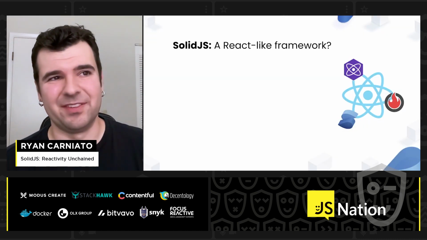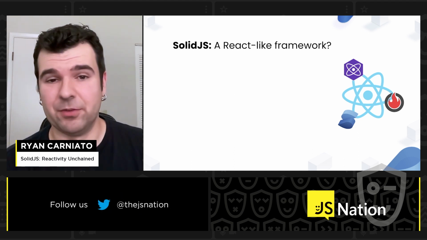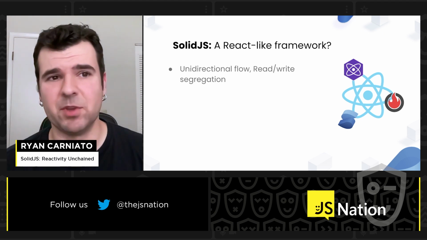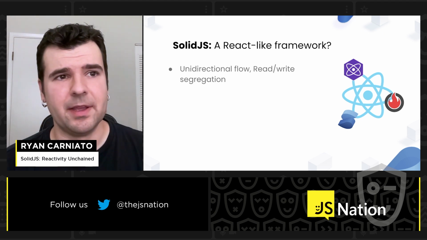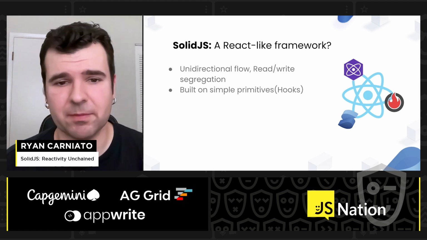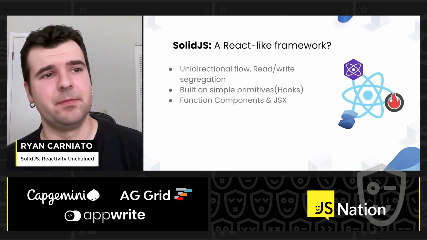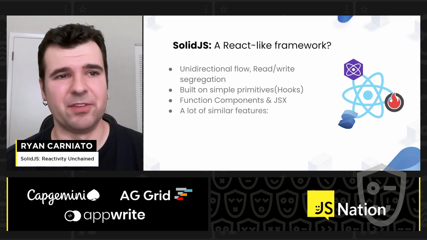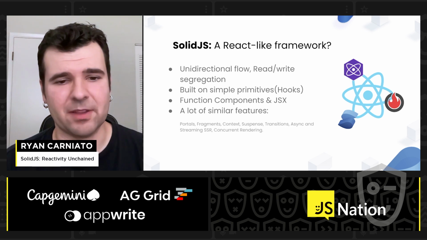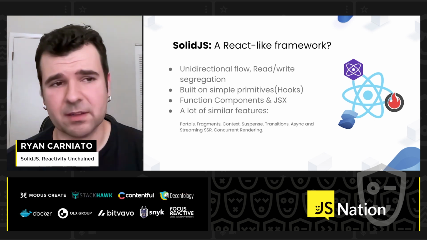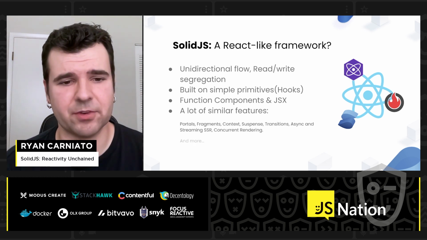Solid, on the surface at least, is a very React-like framework. It values the same things: unidirectional flow, read-write segregation, and immutable interfaces. It's built on the same building blocks, hook-like primitives, function components, and JSX. And it has a lot of similar features, things like portals and fragments, suspense and transitions, streaming SSR, and some others too that aren't in React, like custom directives and primitives for data fetching.